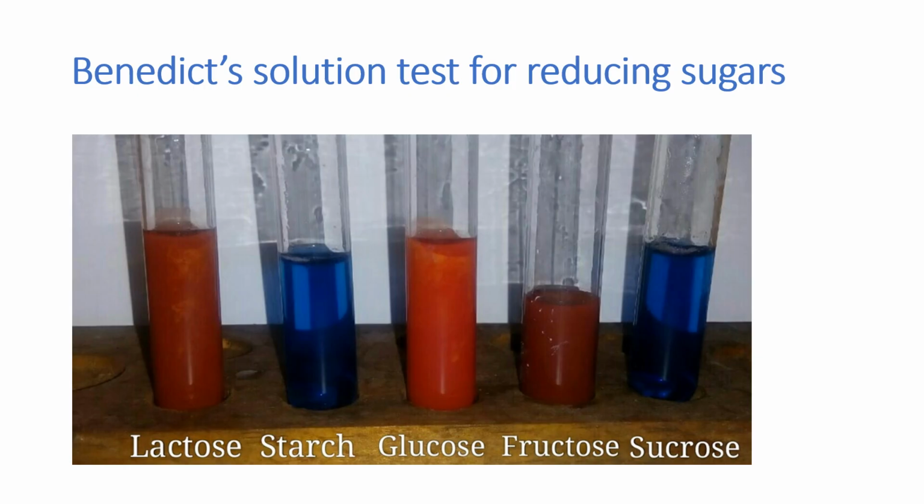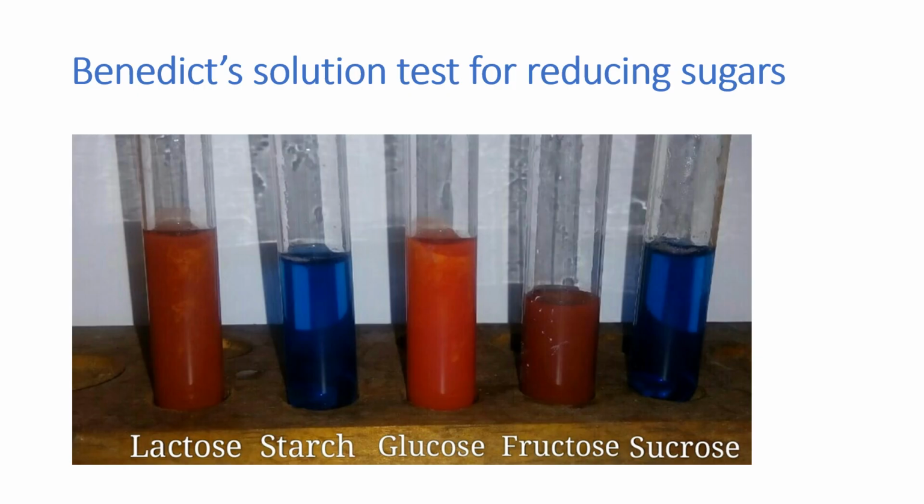This picture shows the results of the Benedict's test for different carbohydrates. Lactose contains reducing sugar because you can see a brick red color precipitate. When the test is done for starch, the Benedict solution remains blue because starch does not contain any reducing sugars.